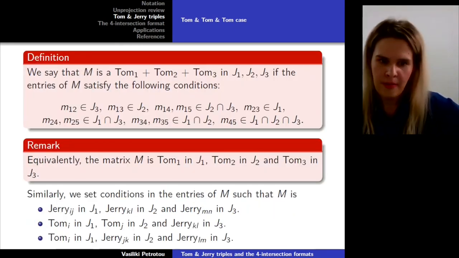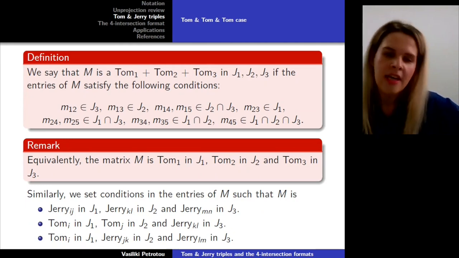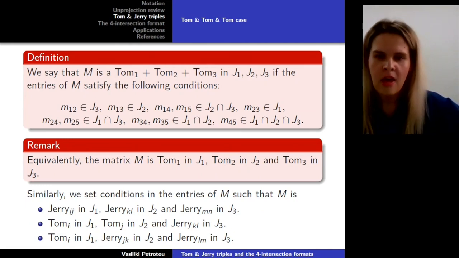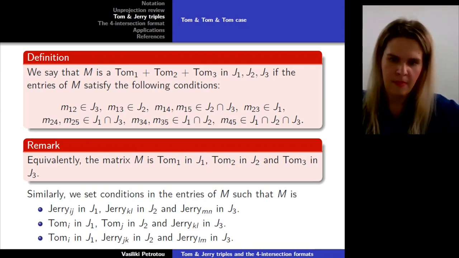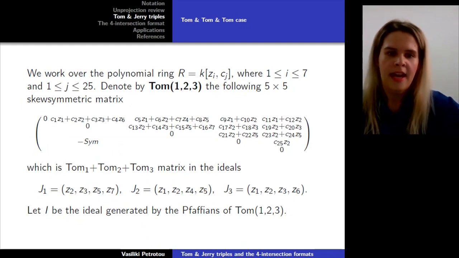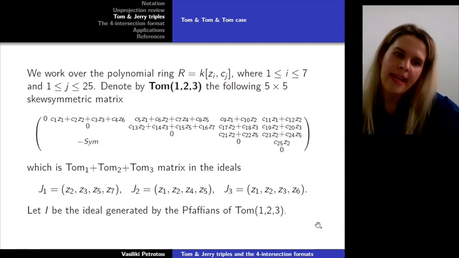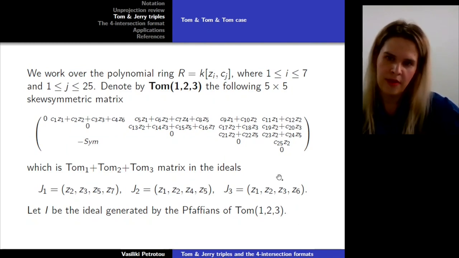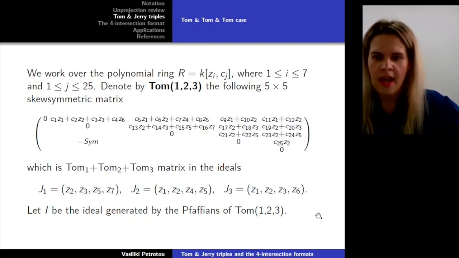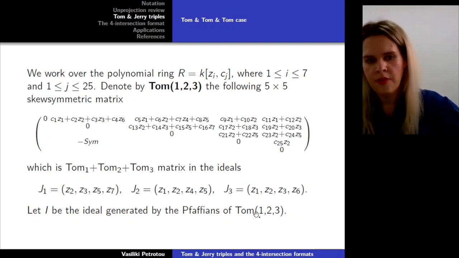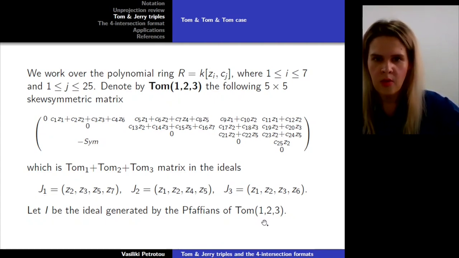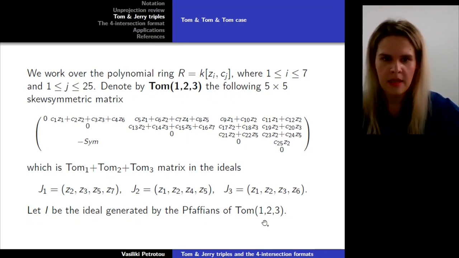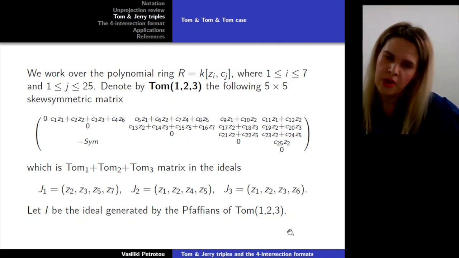There are also some other formats, Jerry, Jerry, Jerry, Tom, Tom, Jerry, and Tom, Jerry, Jerry, which are defined in a similar way, and I will not refer more to them. Let's return back to this. We denote by I the ideal generated by the Pfaffians of this matrix. And in what follows, I will try to prove that this initial data, ideal I with J1 up to J3 ideals, satisfy the conditions which are set by Neves and Papadakis for parallel Kustin-Miller projections.